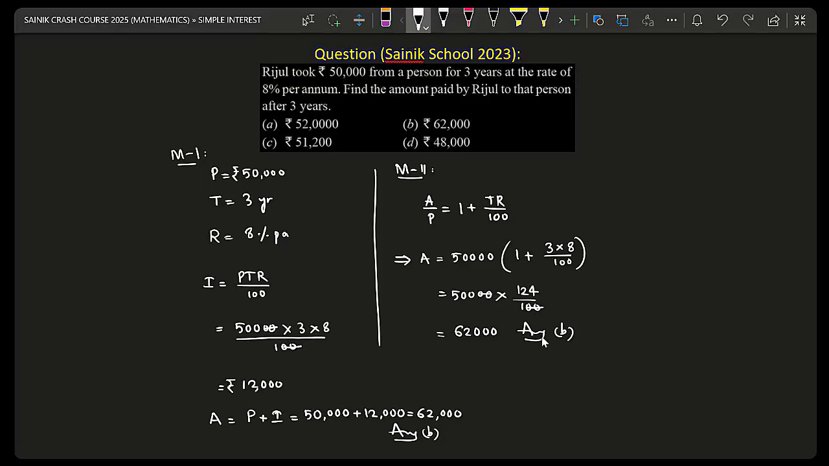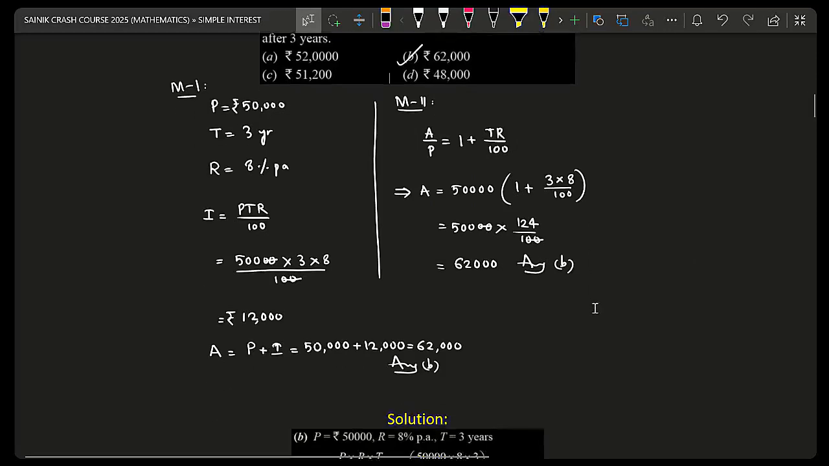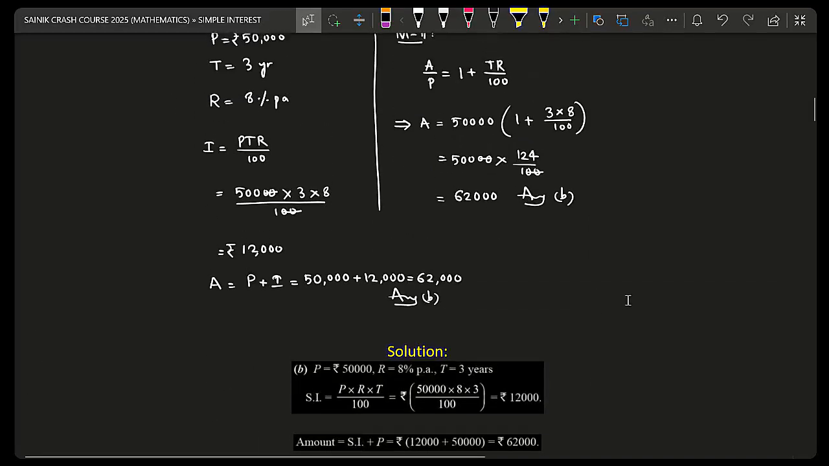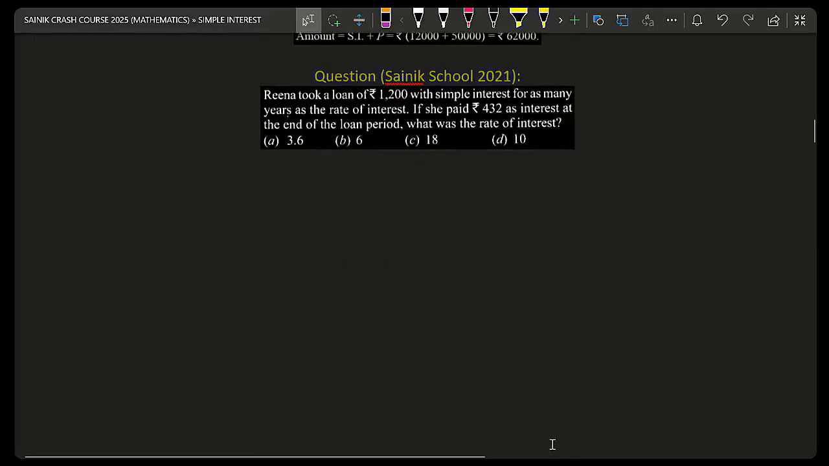Harshvardhan, you got the correct answer, 62,000. So which option is correct here? B is correct. Yes, Harshvardhan, you can mute. So in the textual solution also, we got interest first and added it to the principal. We got 62,000. And so the next question is this. This question came in 2021.